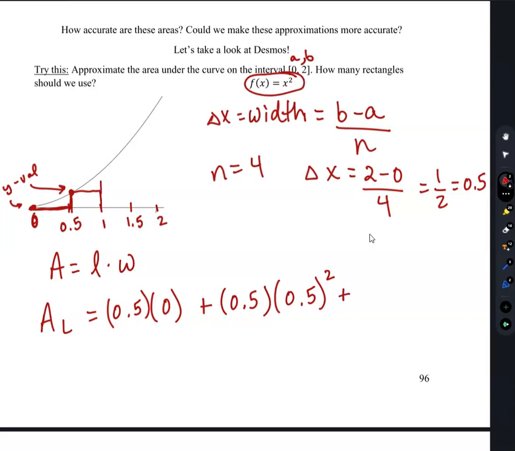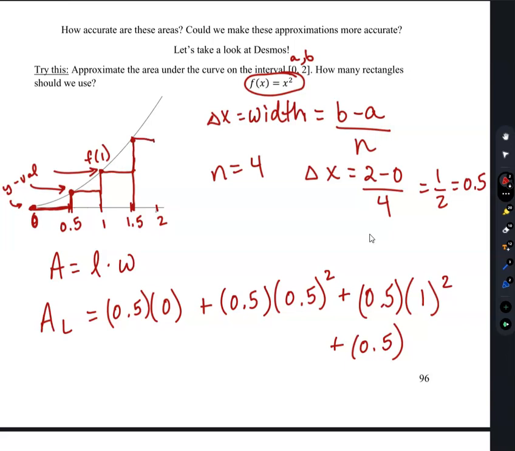Plus the next rectangle, we would go up at the left endpoint of 1 and cut over. So my height, or my width rather, would be 0.5, and this time my height would be where x is 1. So that would be the corresponding y value when x is 1. That's f of 1. And then the last rectangle would be 0.5, and I would draw the width, or the height rather, at 1.5 and then cut over. There we go. So that would be at f of 1.5, which would be at 1.5 squared.